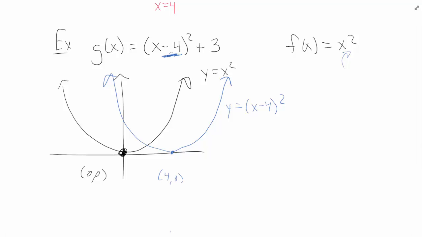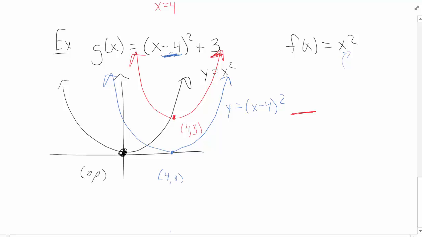Well, it's not g of x. I got one more thing to do. Get a plus 3, and if you notice here, that's outside of this function. Outside is outputs, that's y's. It does exactly what you think. Plus 3, that's going to go up. I'm going to be sitting right here at 4, 3. So give or take, there is my g of x.